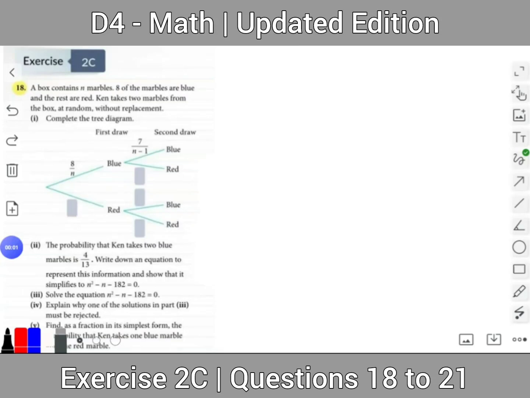Now in question 18, a box contains n marbles. Eight of the marbles are blue and the rest are red. Ken takes two marbles from the box at random without replacement. So, part 1: complete the tree diagram. The total number of marbles is n, and 8 marbles are blue. So, the rest are red.